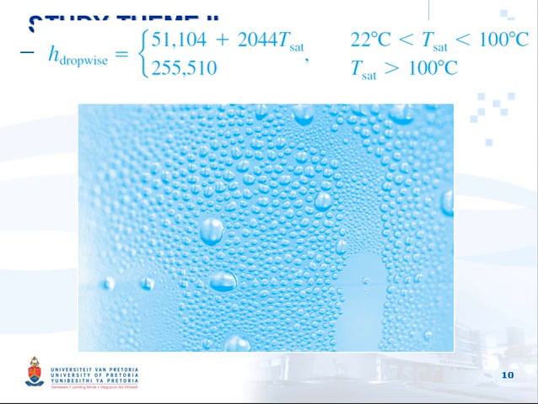So as you can see, if Tsat or saturation temperature is higher than 100, basically it is a simple number, so it's constant. But when the saturation temperature is between 22 centigrade and 100 centigrade, there is a simple correlation to find the h, which is the condensation heat transfer coefficient of drop-wise condensation.